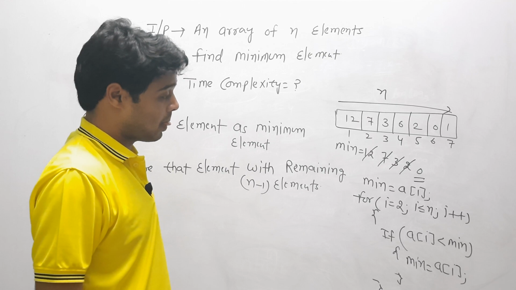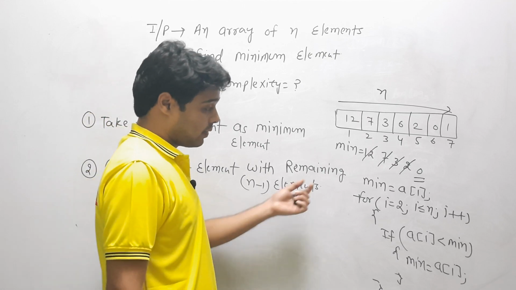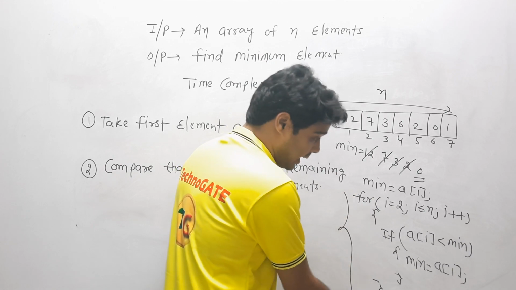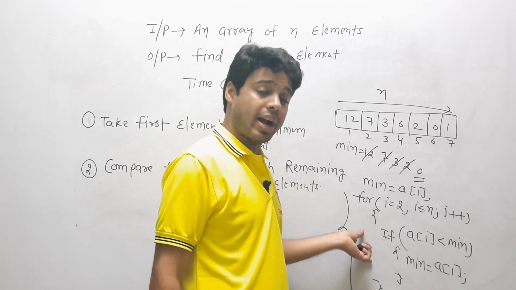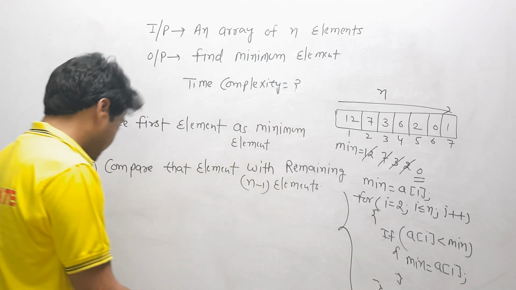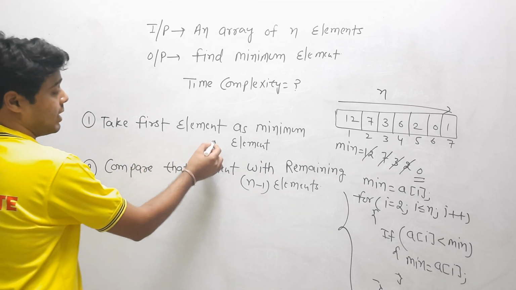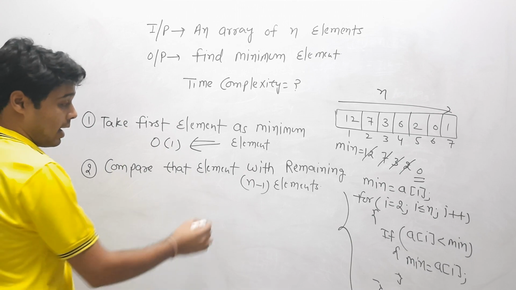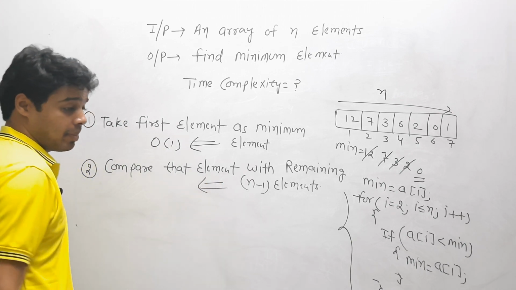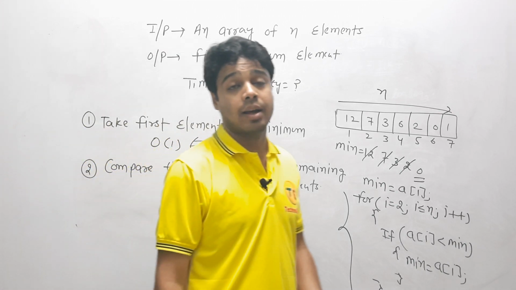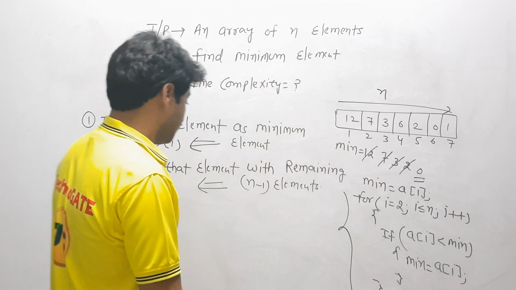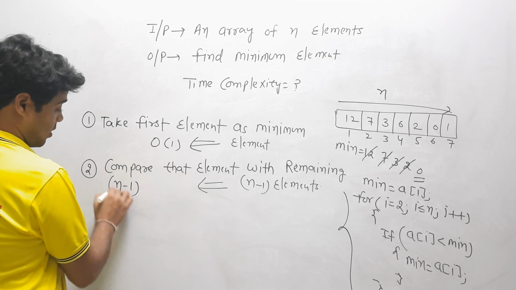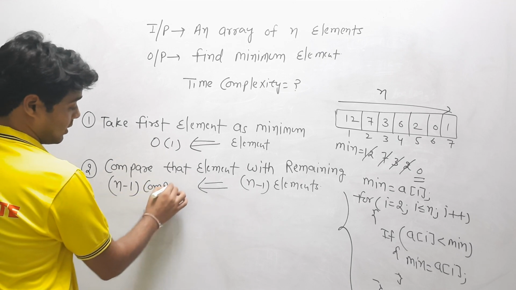So what is the time complexity of this statement? It is a constant, and this loop goes to n times, so this statement executes n times here. We take the first element as the minimum, which is constant time, and there remain n minus 1 elements. So how many comparisons are there? n minus 1 comparisons.